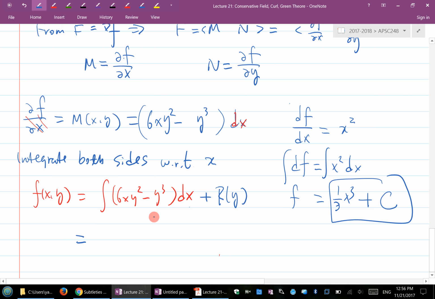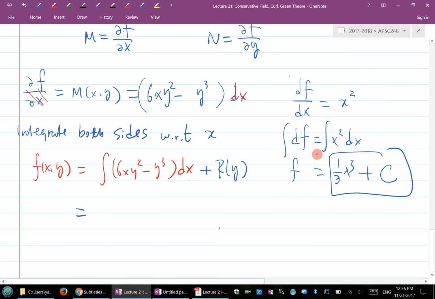So the first integral is very easy because you're going to integrate with respect to x only, and you treat the y as a constant. So the integral of this should give you 3x squared y squared minus x cubed y, and plus r of y. So here's your f of x, y potential function. It's not all finished yet, right? There's still one piece of the puzzle. This r of y needs to be figured out. But we're almost there because we figured out a good chunk of it already.